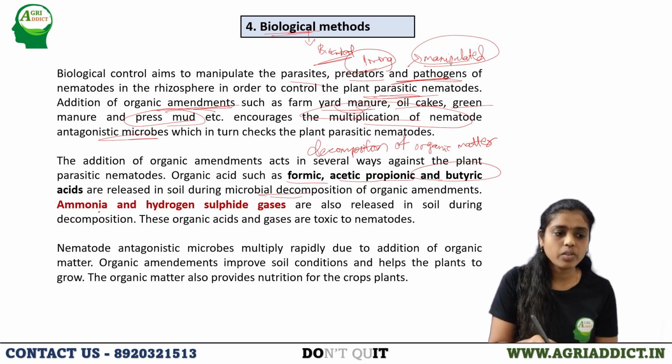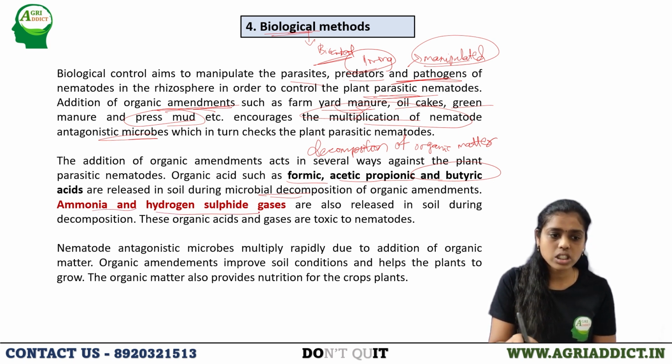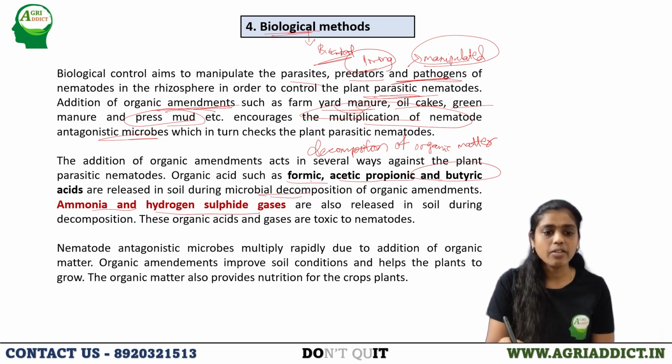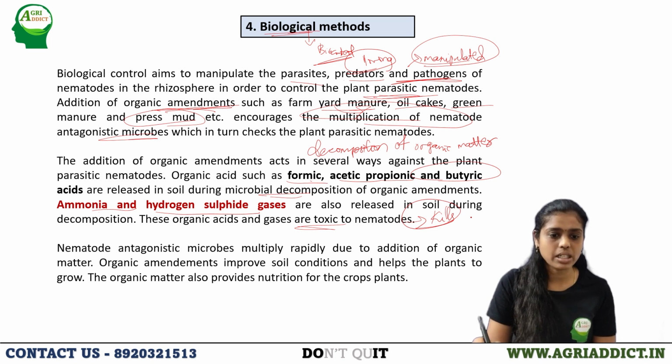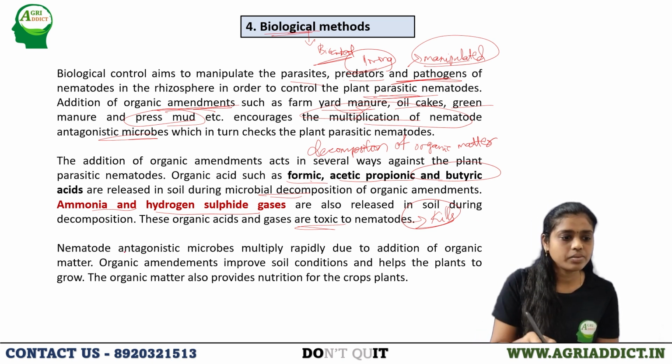And also some gases like ammonia and hydrogen sulfide will be released in the soil. These gases and acids which are released during decomposition are very toxic to the nematodes, and thus it kills the nematode. This is the other indirect form of killing or managing the nematode through addition of organic amendments. This is the same thing that they have explained.